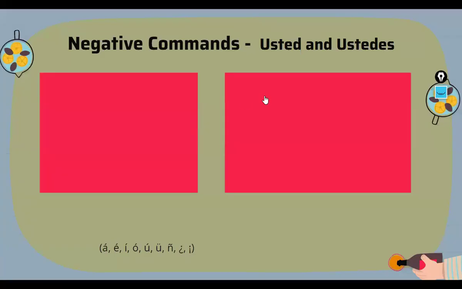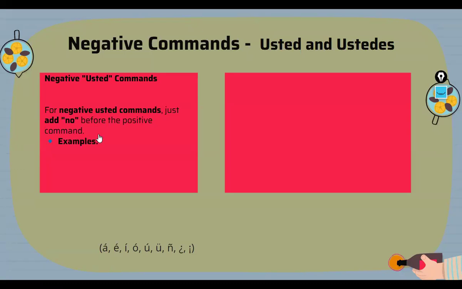All right, how do we form the negative commands of usted and ustedes? Well, you'll be happy to hear, all we do is put no in front of the positive command, right? And you could simplify this note. You don't have to take down every single word that's on the screen. You should for sure take down the heading. But we just put no in front of the positive command. So examples, we get no hable, don't talk. No coma, don't eat. No escriba, don't write, right?